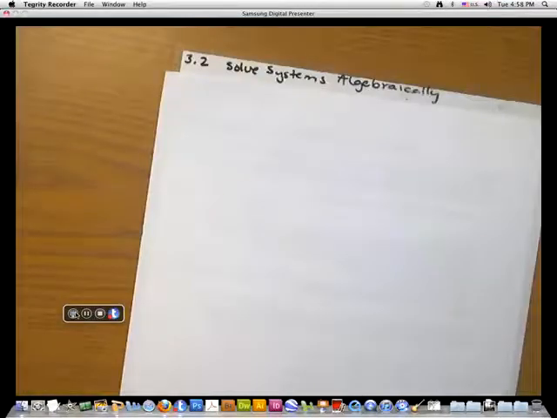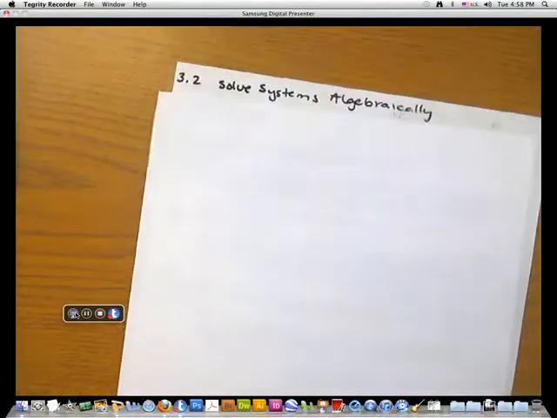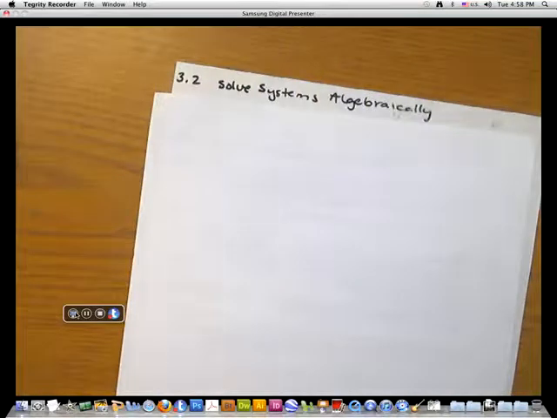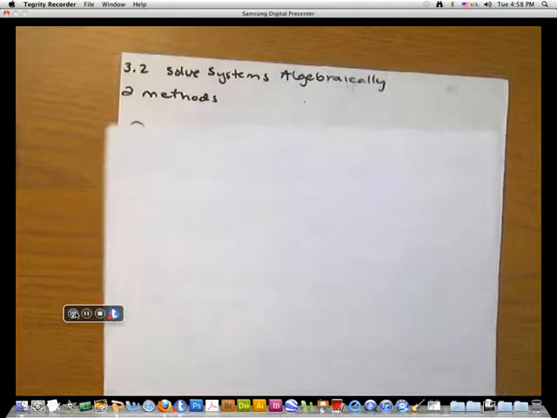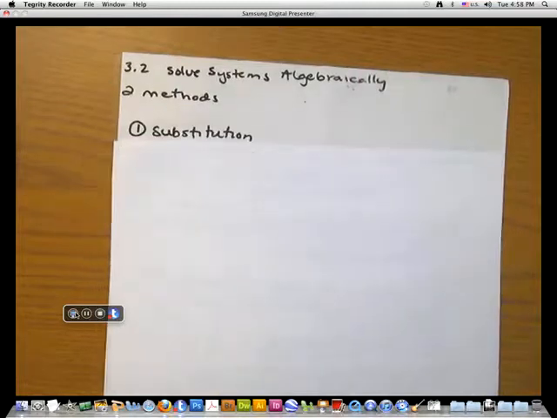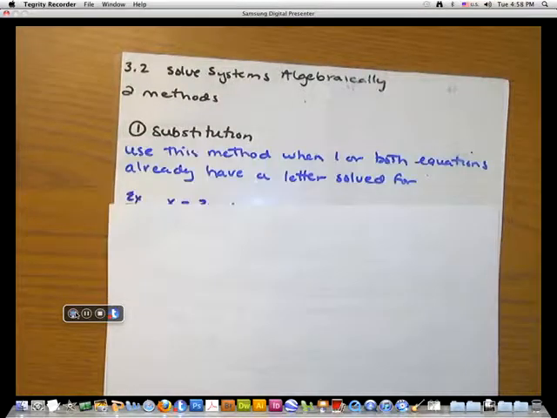3.2, we're going to solve systems algebraically. When we solve our systems algebraically, that means without a calculator, we're going to have two different types of methods. Today we're only going to be talking about the substitution method. So the substitution method is the first method that we're going to be talking about.